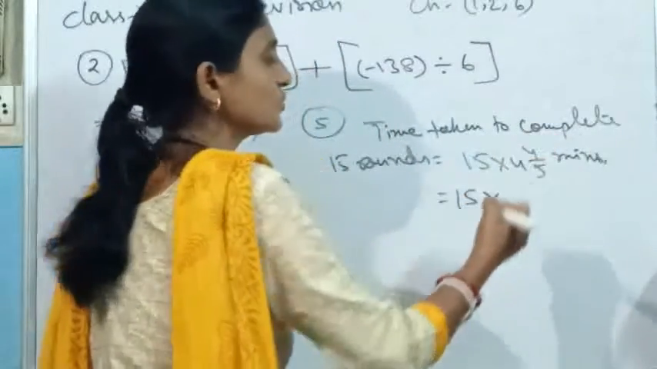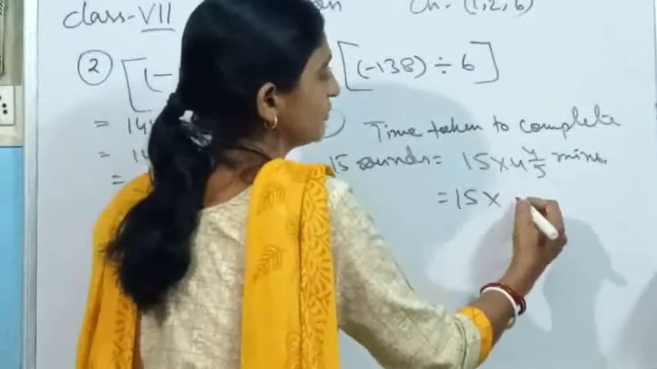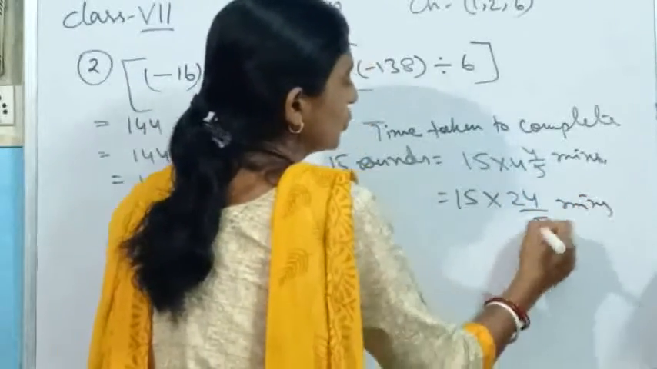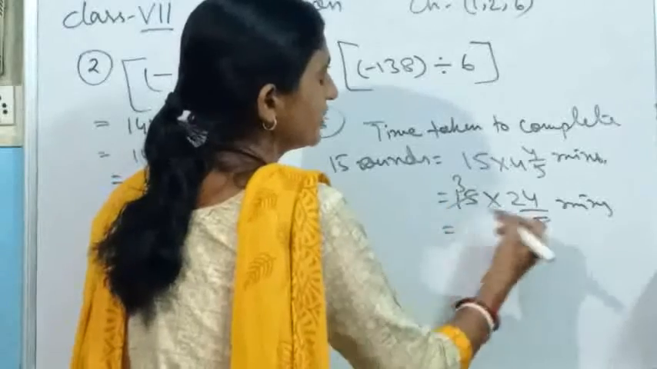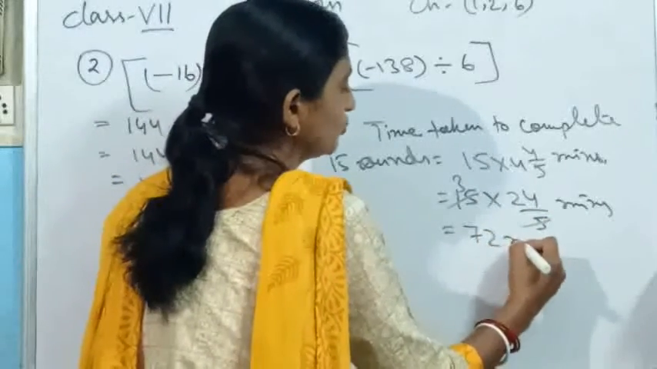Okay, let's change this one to the improper fraction as it is given in the mixed fractions. 4 5s are 20 plus 4 means 24 by 5. Yes, so it can be cancelled. Here what is remaining? 3 into 24. So that is equal to what? It will be 72 minutes.